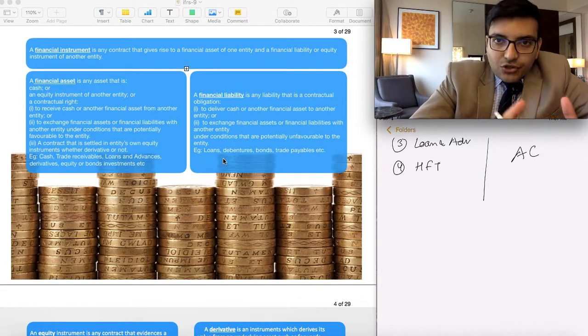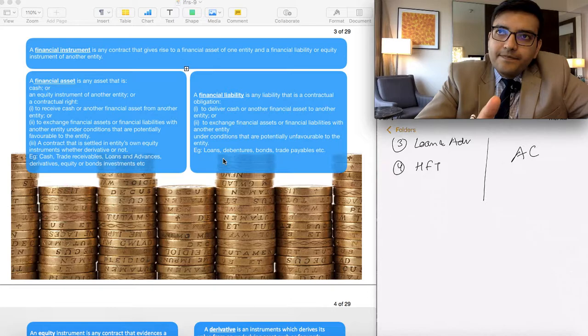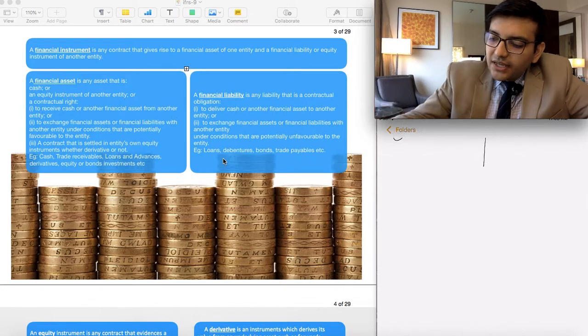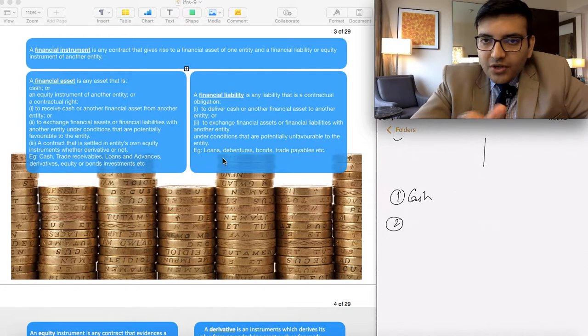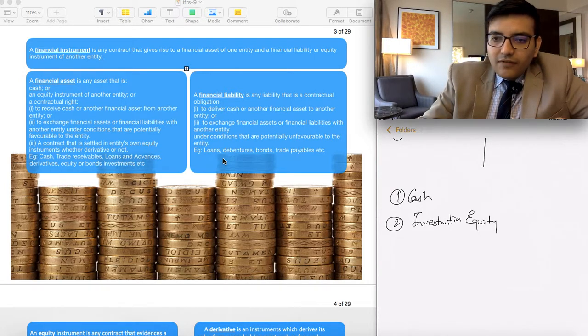Now what is a financial asset and financial liability? Let us take an example from the balance sheet. We'll read this definition and apply it to the balance sheet. Now, a financial asset is any asset that is cash. So basically cash is a financial asset. It is very clear. Now number 2, a financial asset is any asset that is an equity instrument of another entity. So whenever you make an investment in equity, that is also a financial asset.